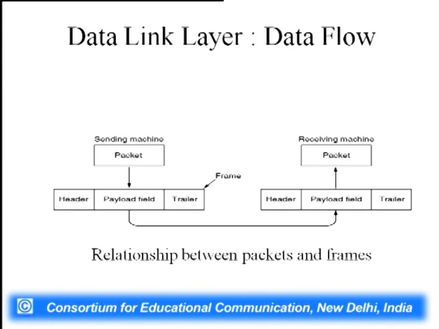And if you look at this, the sending machine will send a packet. If it is coming from the network layer, what will the data link layer do? It will make a payload. Payload means the data which is in the packet, and then it will add its own header and its own trailer, and this is called a frame. This frame is transmitted to the receiving machine through a physical connection, that is, through the physical layer, and the receiving machine will remove this header and trailer, and the payload field is given as a packet to the network layer of the receiving machine. That is the relationship between a packet and a frame.